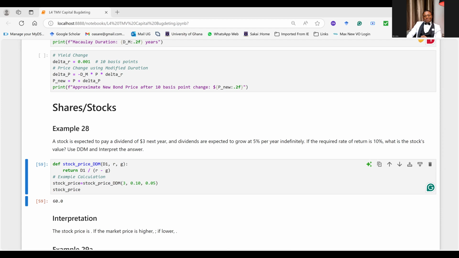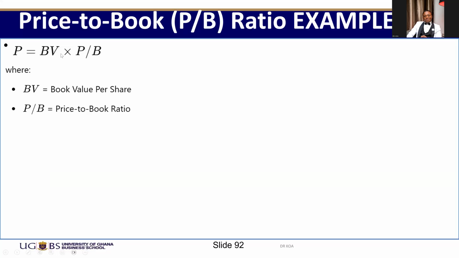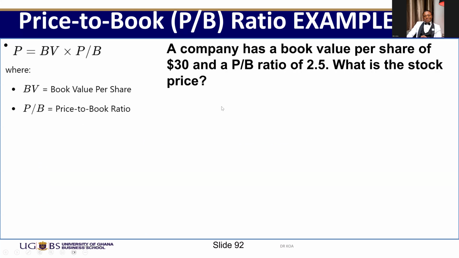And then the final one, the company has a book value. Remember, all the 4 ways of calculating are what I'm giving you. The price to book value. Let me show it in the slides. Okay, you have it there. The price is BV times the P over B. So the BV is the book value per share, and the P over B is the price to book ratio.